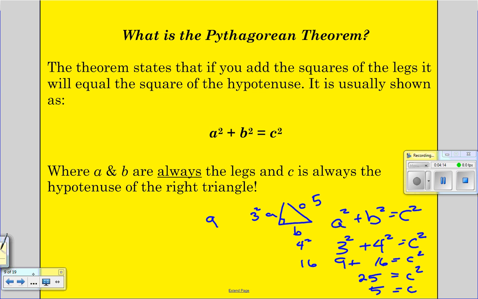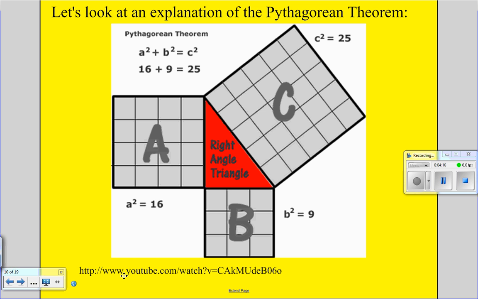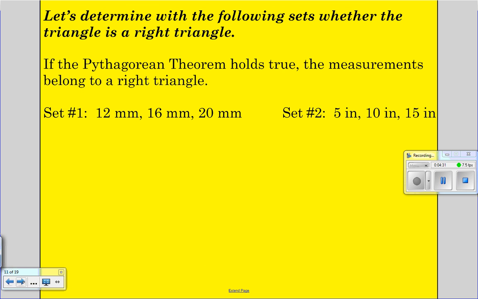All right, let's take a look at this a little bit more in depth. You can watch a video on YouTube at the address at the bottom of your screen here, if you would like to pull that up. It explains a little bit more about Pythagorean theorem, and we are going to do some practice problems on Pythagorean theorem. So let's determine whether these triangles, the side lengths of these triangles, would make a right triangle or not.